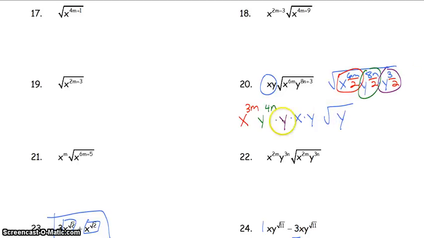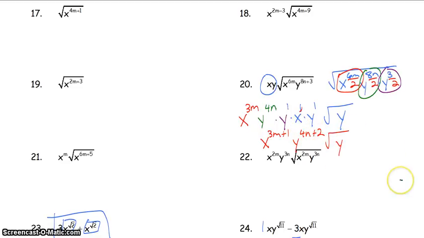So combine everything. This is y to the first, y to the first. So there's 2 y's when you add them together, and the 3m and the 1x. So combine them back together. We get x to the 3m plus 1. That's the plus 1 from here. Y to the 4n plus 2. And then the square root of y.